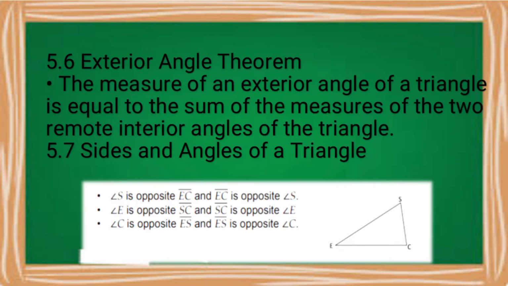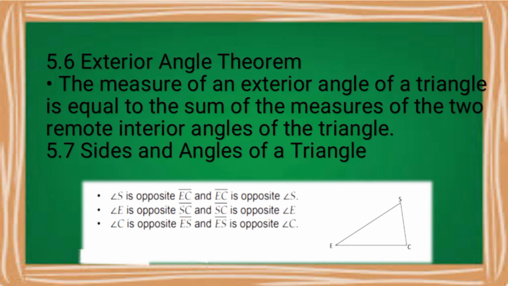So exterior angle theorem: the measure of an exterior angle of a triangle is equal to the sum of the measure of two remote interior angles of the triangle. So we have discussed it a while ago that the sum of two interior angles is equal to the exterior angle. Sides and angles of the triangle.